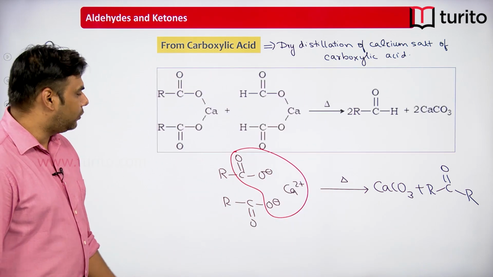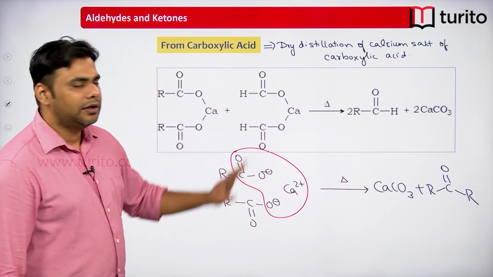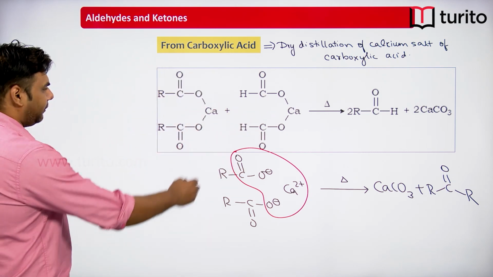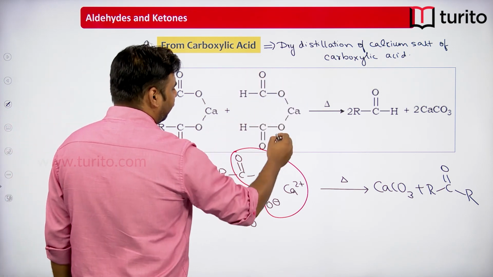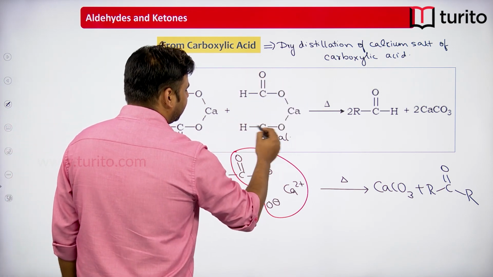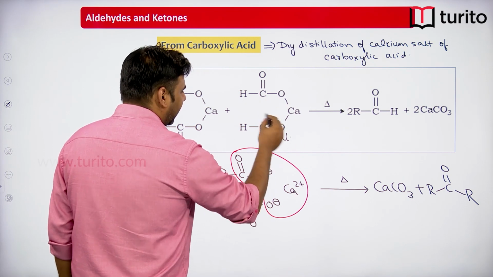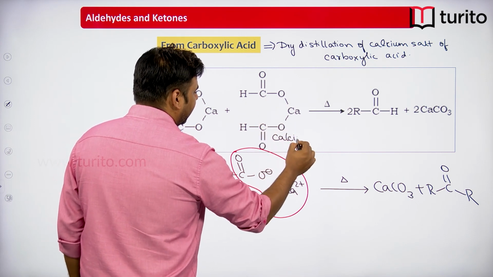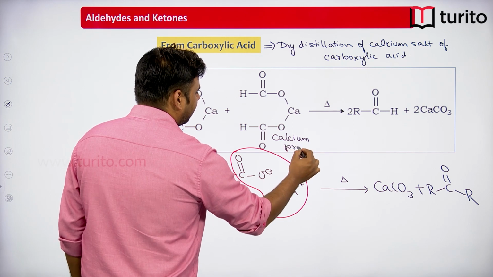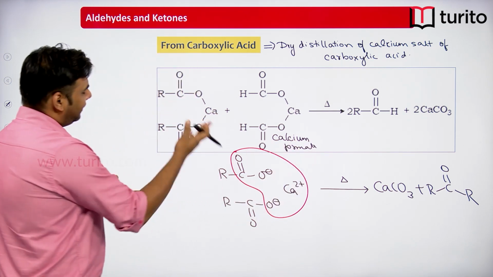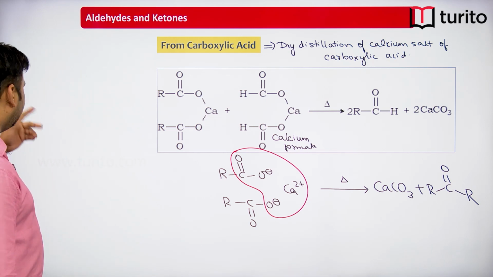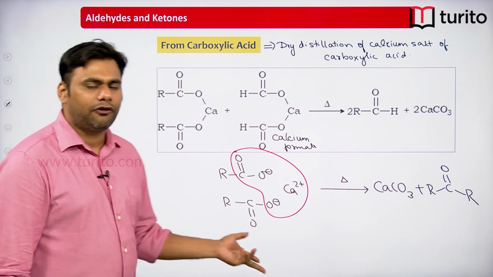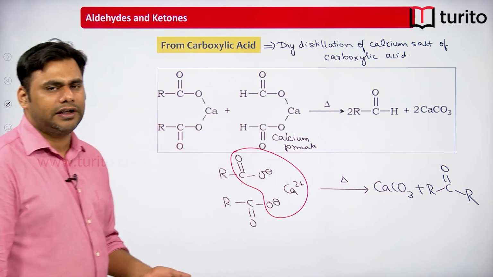Now we can also take two different molecules and carry out the dry distillation. So suppose we have taken this molecule and we have taken this molecule. So this is basically calcium formate, as you can see that this is a formic acid. And you are heating it with, say, R as methyl, so this is basically calcium acetate. Now when you heat it, there will be two kinds of product formed. One is the self product, other is the cross product.